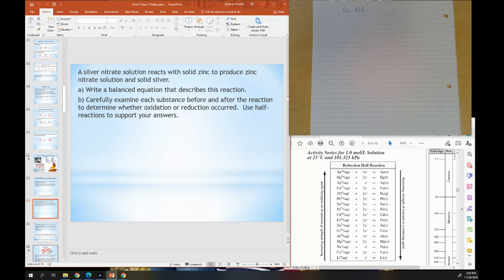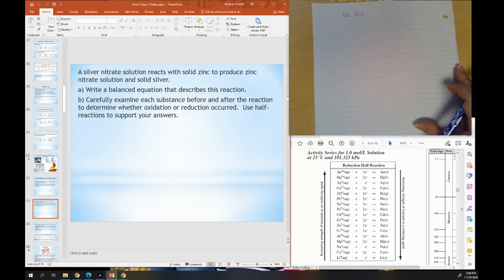It says silver nitrate solution reacts with solid zinc to produce zinc nitrate solution and solid silver. So for these type of questions, they're either going to give you a balanced chemical equation, or they're going to ask you to write a balanced chemical equation. So we're going to write a balanced chemical equation to describe this reaction. Now, again, this is a skill that you should have been able to do in Science 10, so kind of a skill that's still expected of you as you move forward to Science 20.